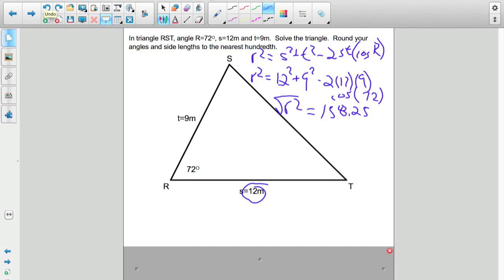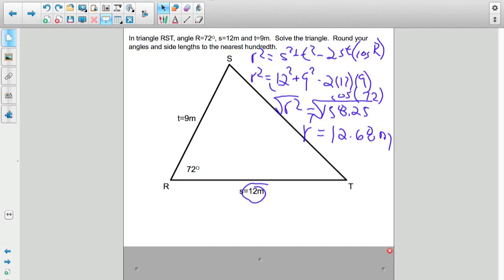So in order to get r, I take the square root of both sides. So what is r? 12.68. So that's in meters. 12 squared is 144, plus 9 squared is 81, minus 2 times all this thing, which Katie said was something. All this arithmetic here comes out to be 158.25, so I'm told. So to get r, I need to take the square root of that.